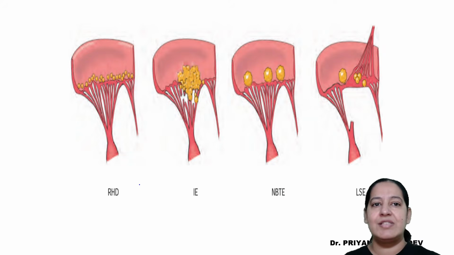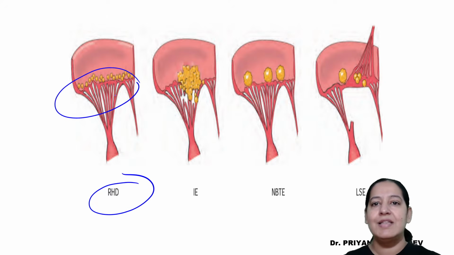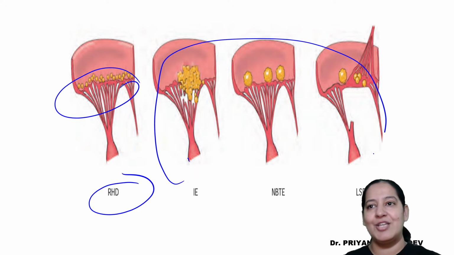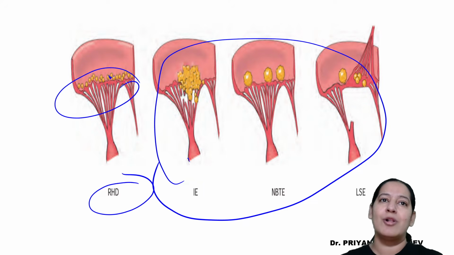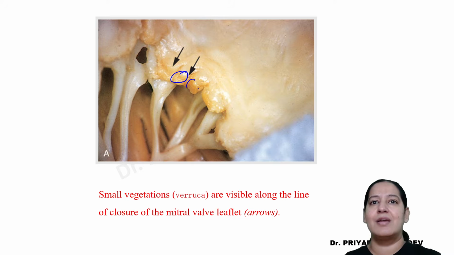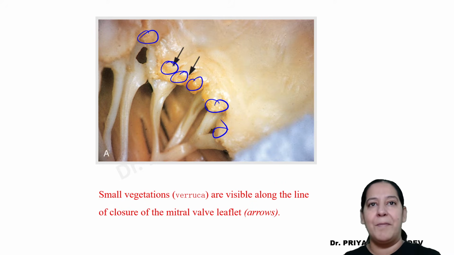See the first diagram, rheumatic heart disease. The rest 3 are non-rheumatic endocarditis. I am teaching you the first one, rheumatic. Can you see the small nodules on the valves? So these are verrucae. This is a diagram from Robbins. You can see the vegetations beautifully depicted here.